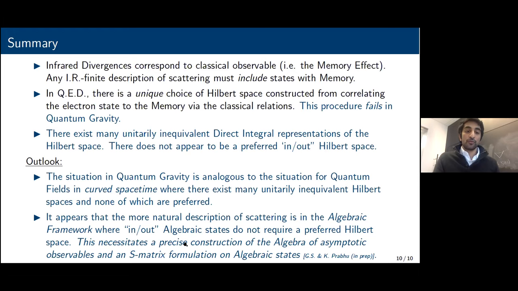So to make this statement more precise, this necessitates, one, a precise construction of the algebra of asymptotic observables, not just at null infinity, but also at spatial infinity, and understanding these matching conditions much better, as well as an S matrix formulation now on algebraic states, as opposed to a formulation on in and out Hilbert spaces.